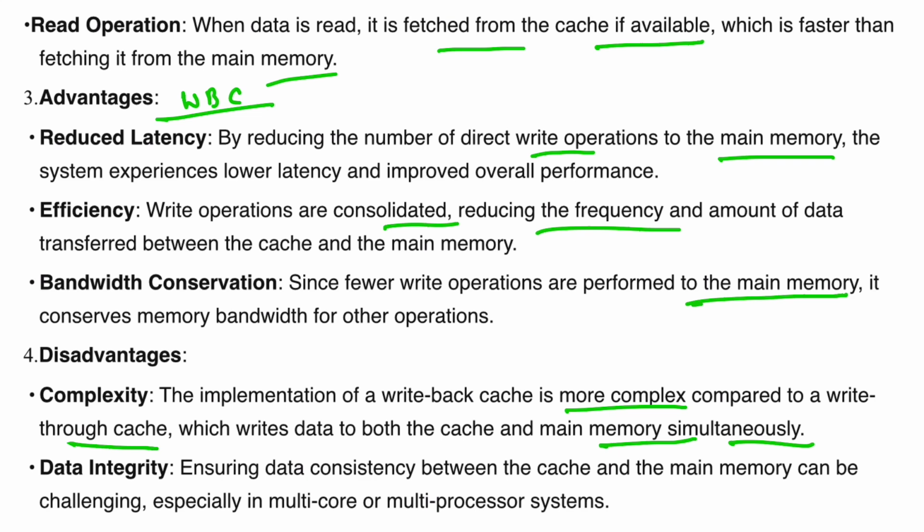Data integrity: ensuring data consistency between the cache and the main memory can be challenging, especially in multi-core or multi-processor systems. So see, if there is a multi-core or multi-processing system, that means there will be multiple CPUs. Then in that case, ensuring consistency for each CPU or processor can be challenging, because we will have to manage each CPU. For each CPU, memory will be allocated, and there will be separate allocation of cache. So it will be much more complex.